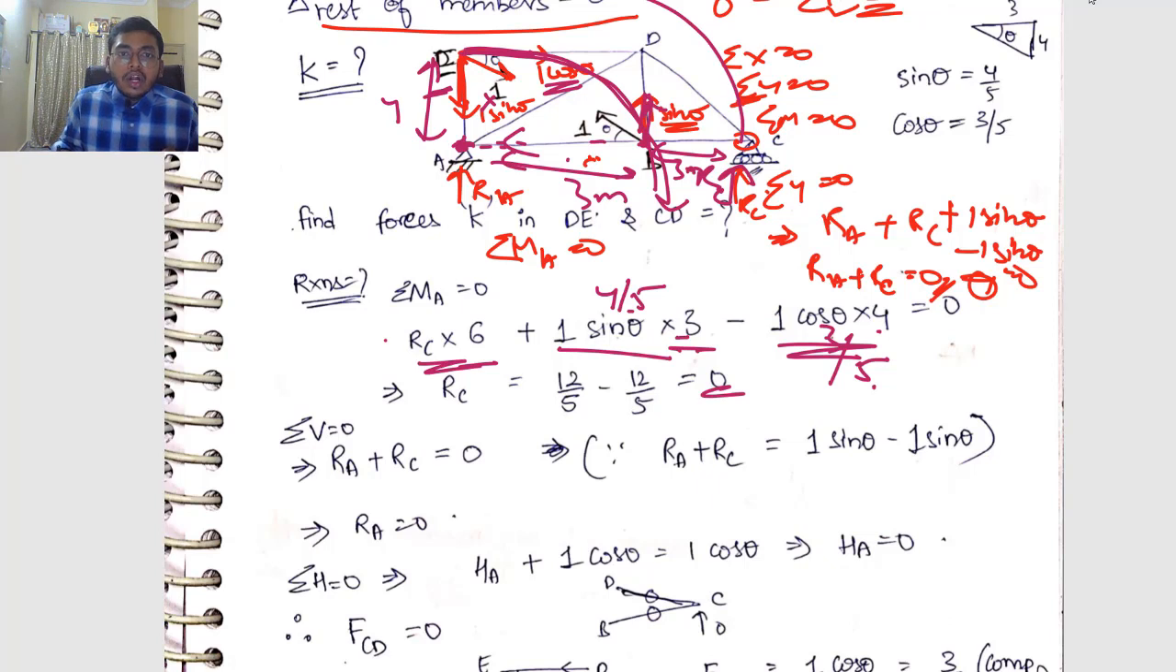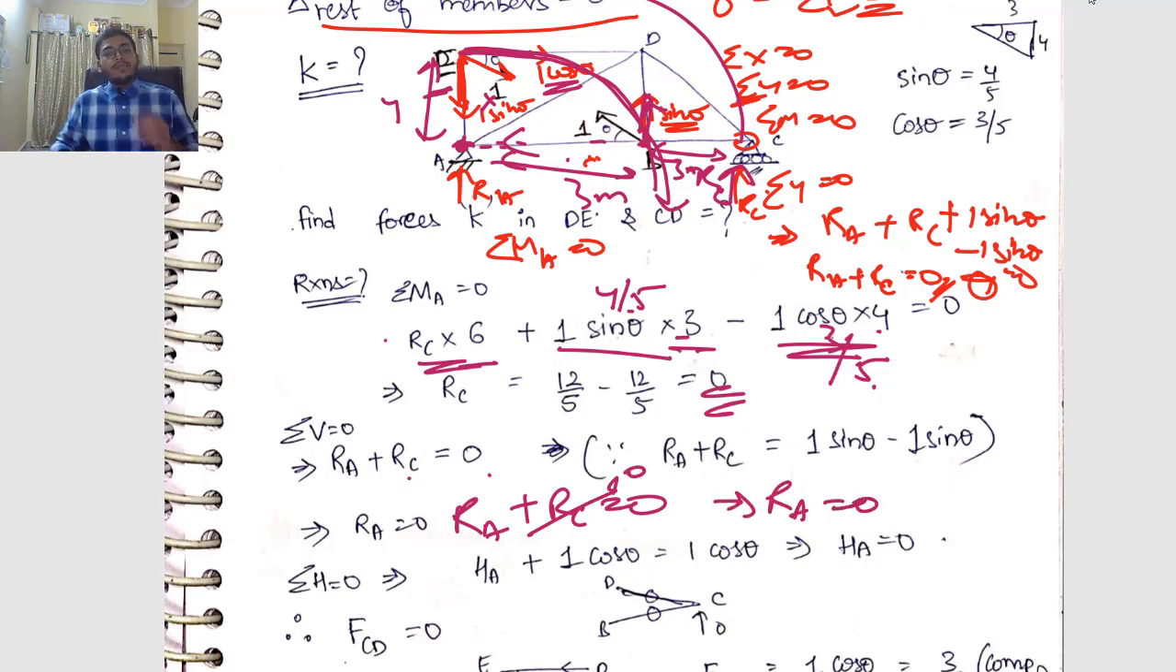Just a second. As you got your RC value as 0, what should be your RA value? Just substitute RC in equation number 1 which you have got. So your RA value is also 0, because RA plus RC was equal to 0. RC is 0, therefore my RA value is 0. Simple. So 99% of the problem is already finished.